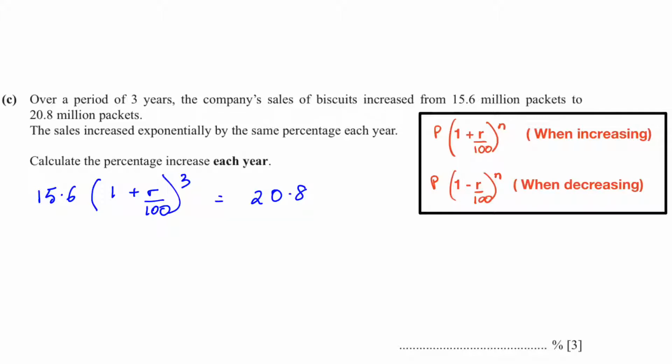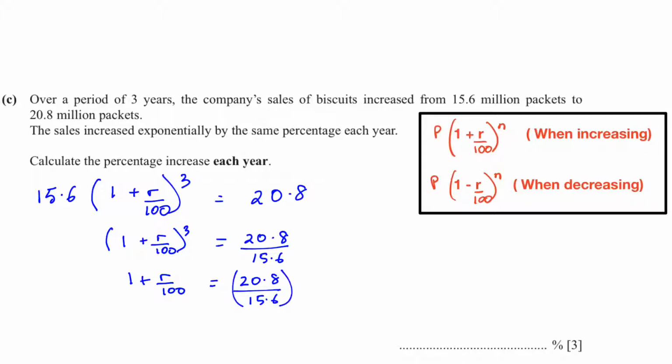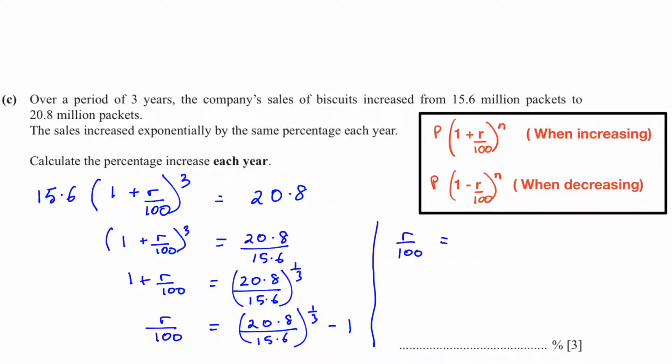Now we have to make R the subject. It's okay if you don't put it in the calculator till you make R the subject. Divided by 15.6. The cube will become cube root. So 20.8 over 15.6 to the power of 1 over 3, which is a cube root. The plus 1 when we bring to the other side. This will give you R over 100 is equal to 0.1006, multiplied by 100, and you will get R is equal to 10.06 percent. You can round it to one decimal place.